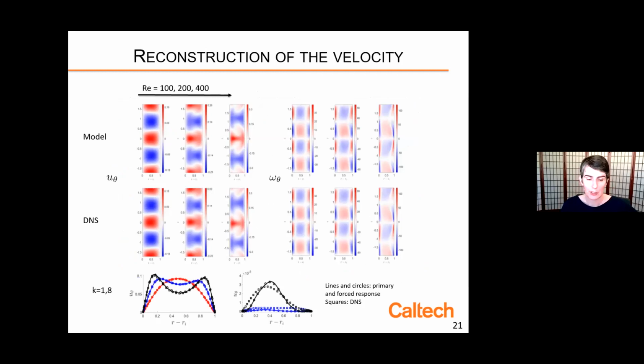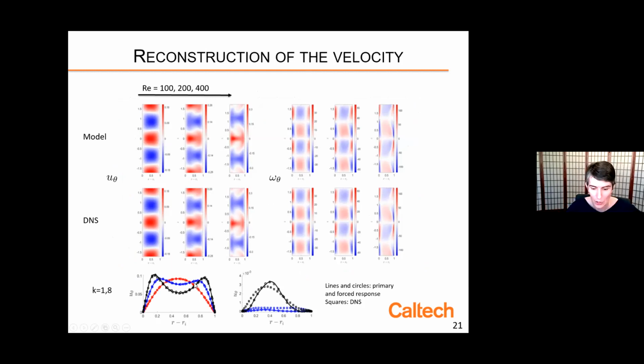Here's the reconstruction of the velocity field for 3 Reynolds numbers. We're looking at u theta, so that's the azimuthal velocity, and then the azimuthal vorticity on the right, model on the top, DNS on the bottom. So visually, hopefully you'll agree that's sort of indistinguishable.